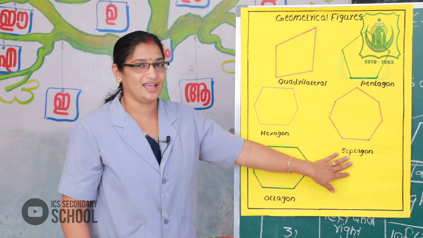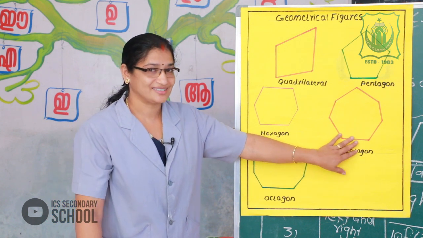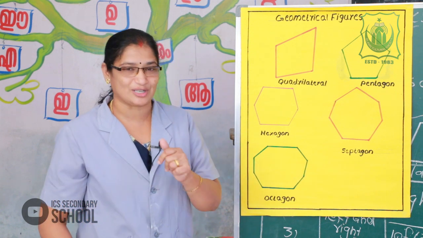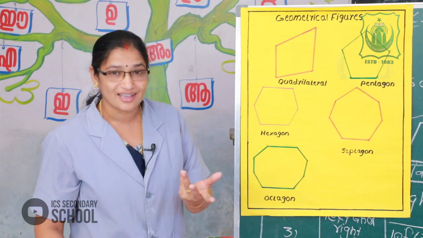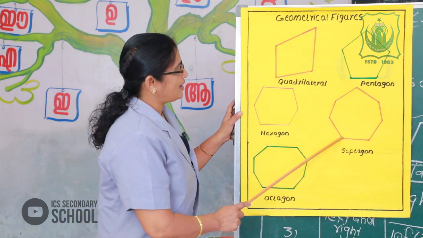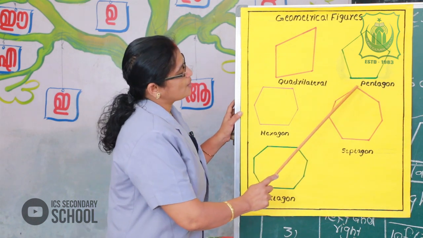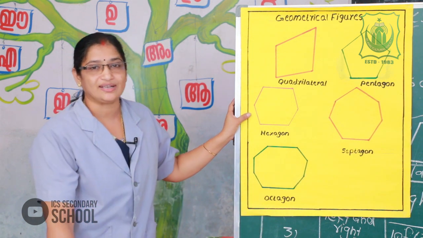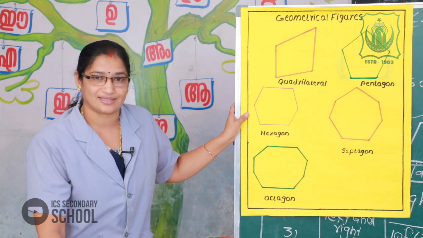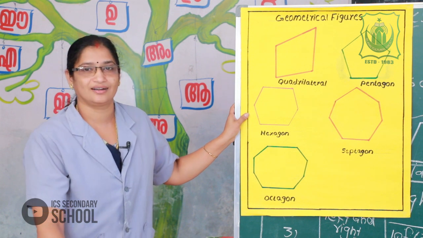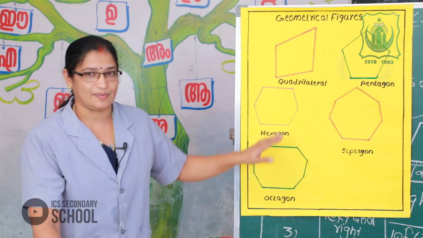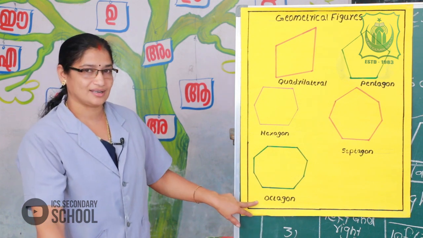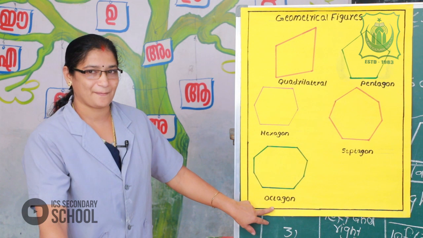And next figure name? Heptagon. Okay, very good. How many sides? Count it. 1, 2, 3, 4, 5, 6, 7. 7 sides are known as heptagon. It is a geometrical figure. Heptagon sides are 7.